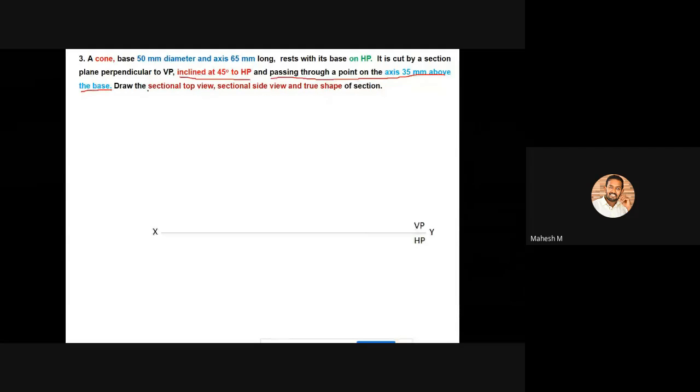So here you have to create the sectional top view and you have to create the sectional side view also. So it is different. So far now we have not created the side view. Okay, and you have to create the true shape of the section. So you have to create the three diagrams. So front view is common. So without creating the front view, you can't able to proceed further. So front view is common.